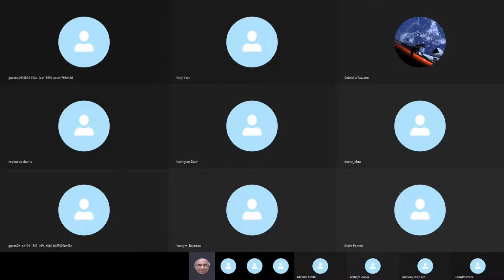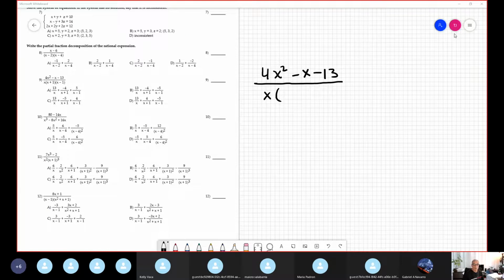divided by x plus 1 times x minus 1. Okay, in this case, you have partial fraction decomposition.